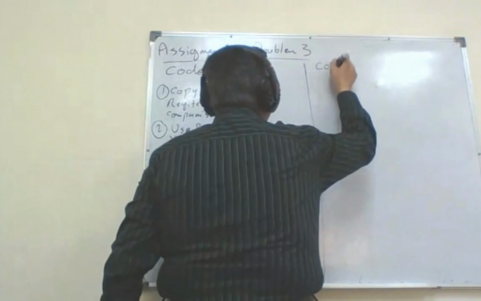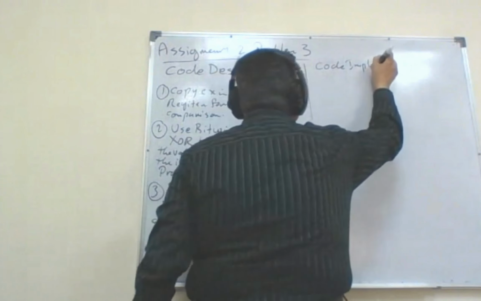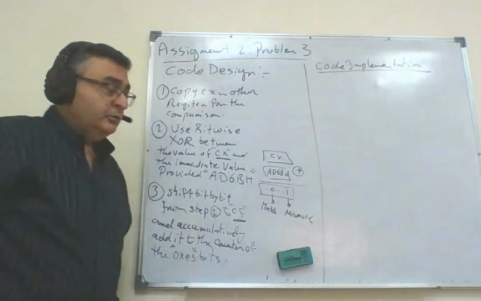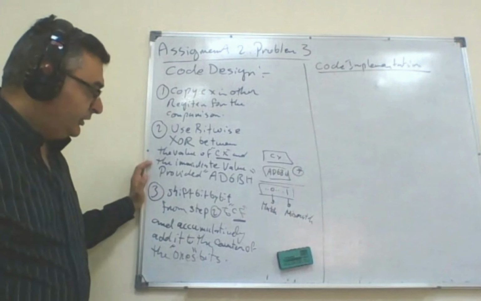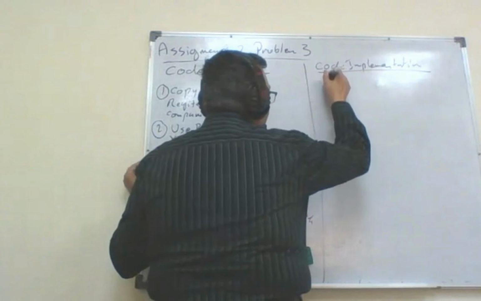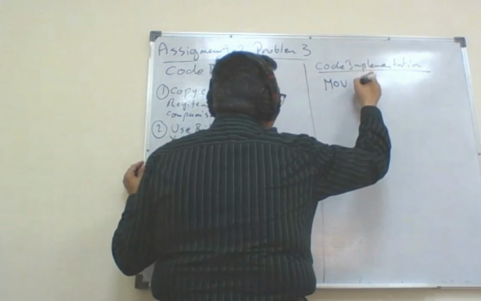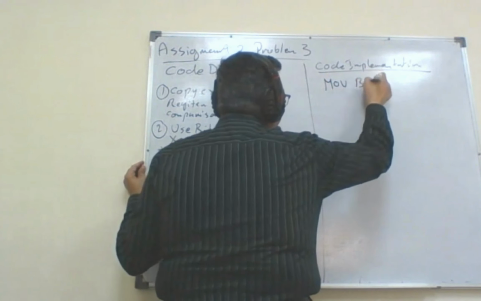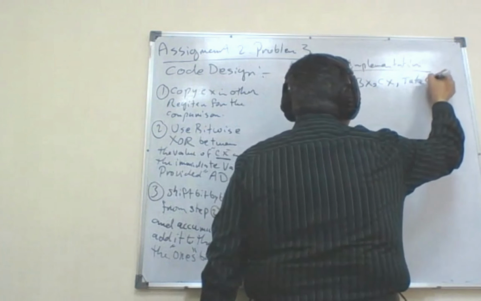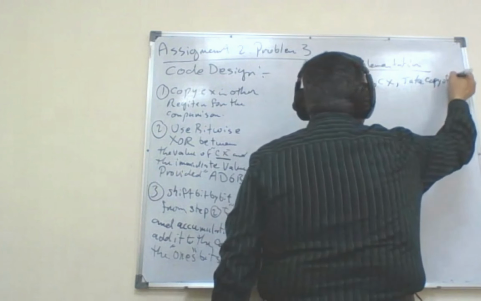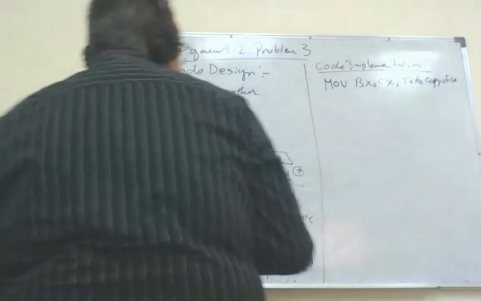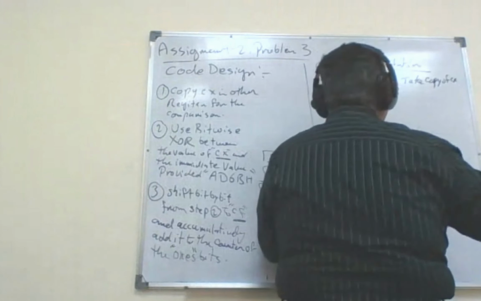Okay, code implementation. As we mentioned, we need to copy CX somewhere, so I can use maybe AX, or maybe BX. Move BX, CX to take a copy of CX. This is actually step number 1.